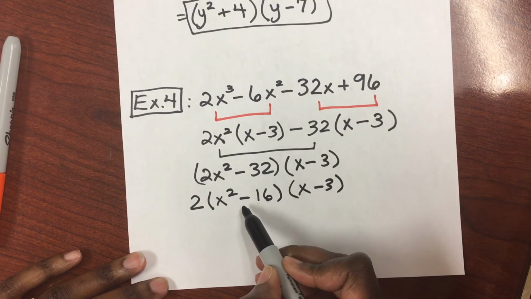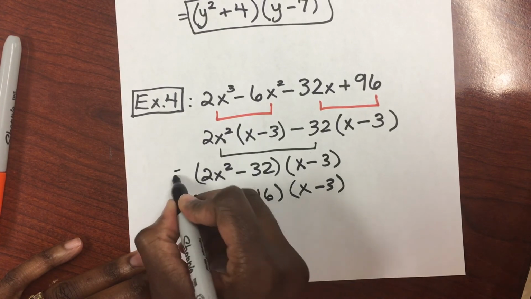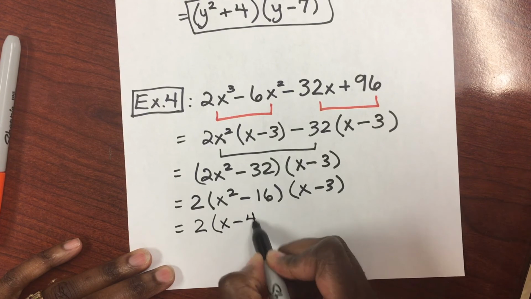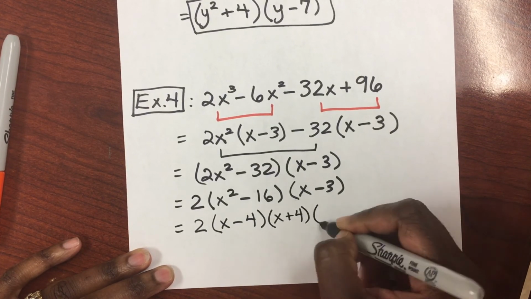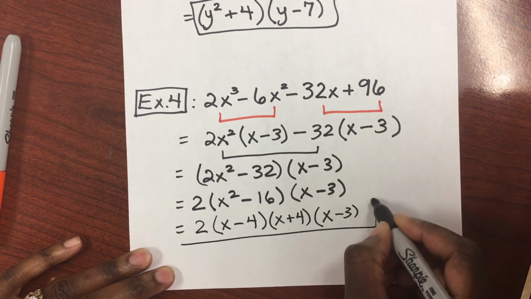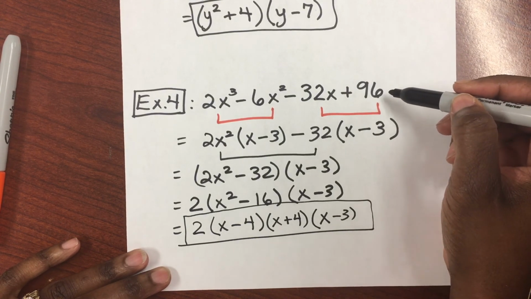And look at this. This reminds us of the difference of two squares from our other video, special cases. So this is equal to the quantity of x minus 4, times the quantity of x plus 4, times the one we have left, x minus 3. This is how we factor by grouping, also including the greatest common factor.